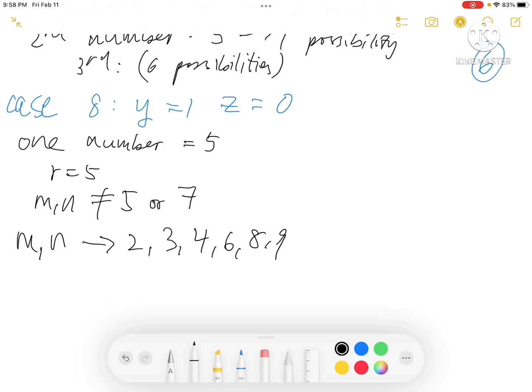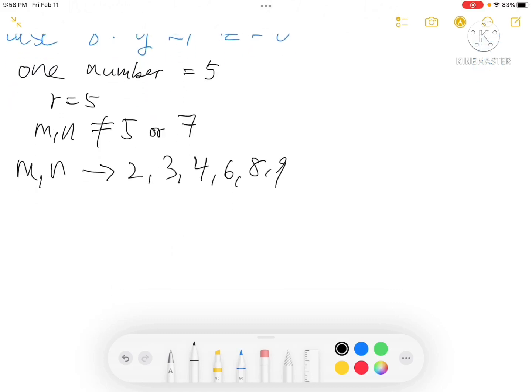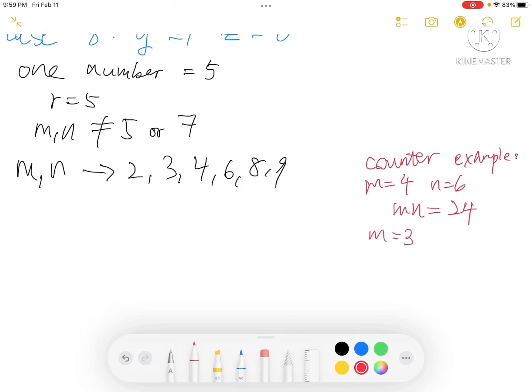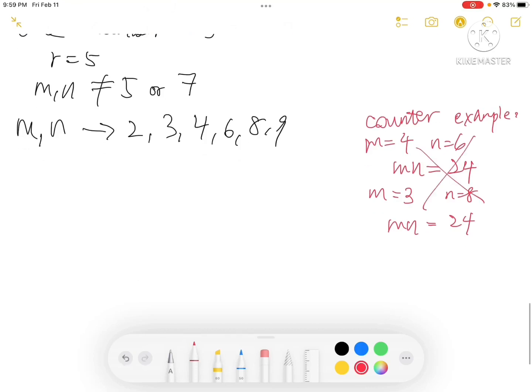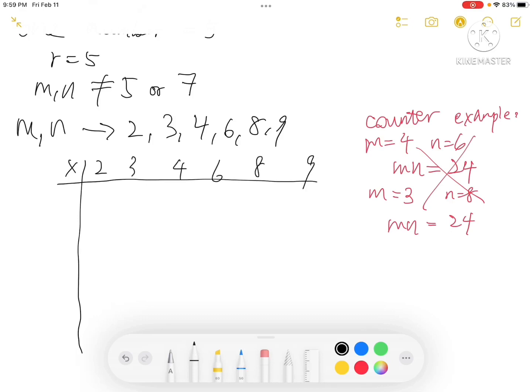However, we need to make sure that we are not overcounting. Here is a counter example. We can't just simply multiply 6 by 6 because we will be overcounting. For example, when m is equal to 4 and n is equal to 6, mn will be equal to 24. But m can also be 3 and n can be 8, so mn will be equal to 24 as well. This is the reason why we can't just multiply 6 times 6. So a simple foolproof method is to just set up a table of values. 2, 3, 4, 6, 8, 9.